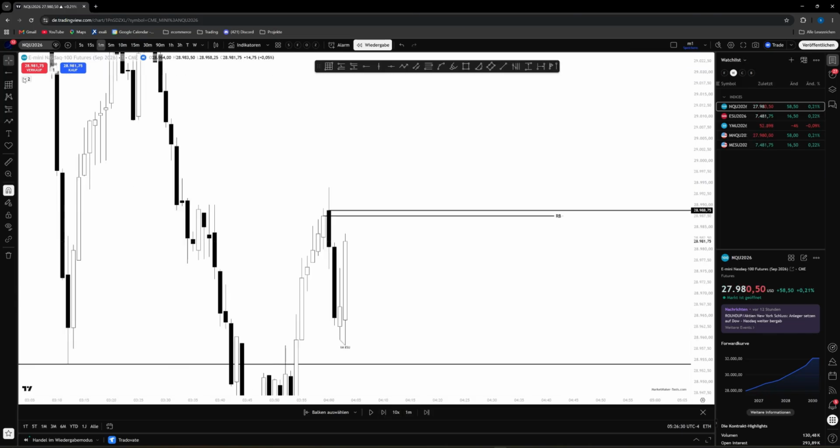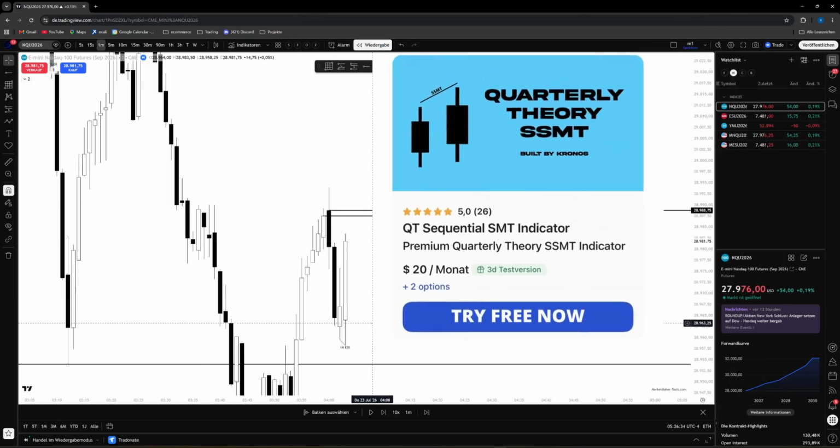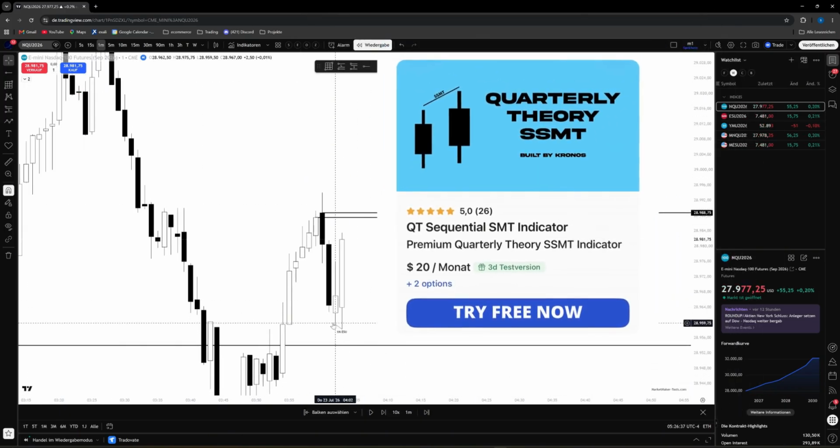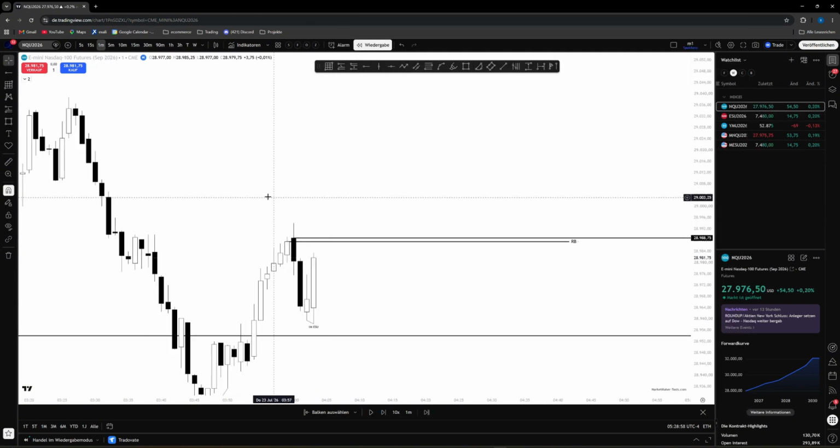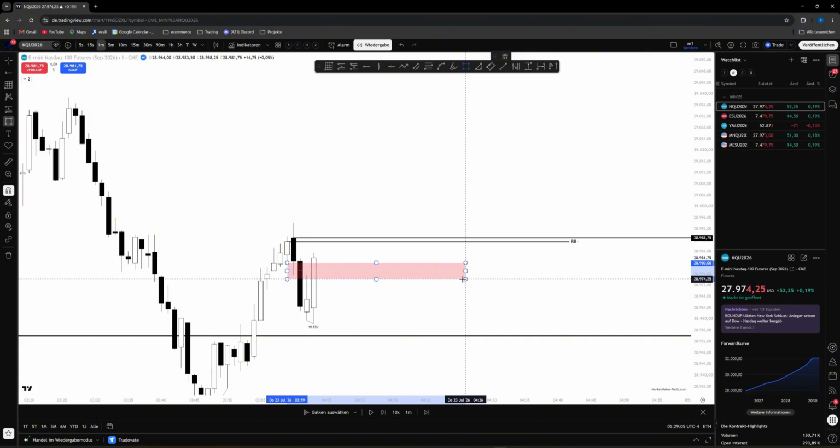I have the SMT indicator from Kronos here now. I'll also put it in the video description for you. It now automatically marks an M1 SMT for me here, so I don't have to look at the ES. And what we're looking for now is an entry pattern. Here we don't have anything that indicates a reversal, like an M1 fair value gap and so on.